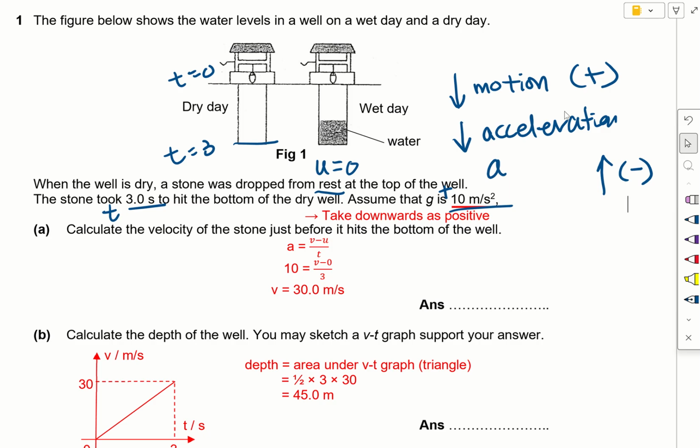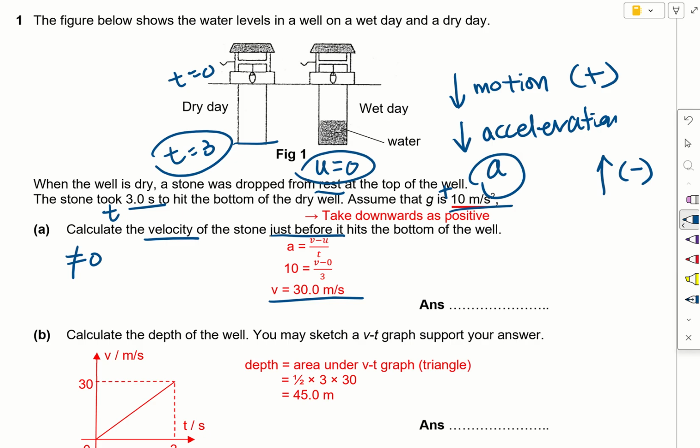So they ask us to calculate the velocity of the stone just before it hits. Just before it hits, it doesn't mean that it's 0. It is not 0. It should hit with a certain velocity, okay? So it's just before hitting. So that means the velocity at t equals to 3. So we have this formula, a equals to v minus u over t, because we have our a here given. We have initial velocity to be 0. We have time, 3 seconds, and we are supposed to find v. So you should get 30 meter per second.